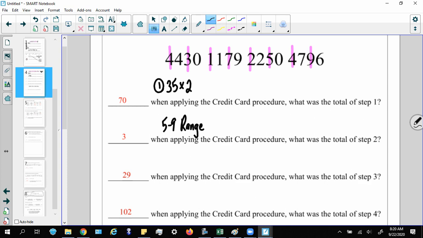So starting with this very first 4, no, it is not. This 3, no. This 1, no. Hey, this 7 is, check. This 2 is not. This 5, check. This 4 is not. This 7 is. There you go, that's 3.